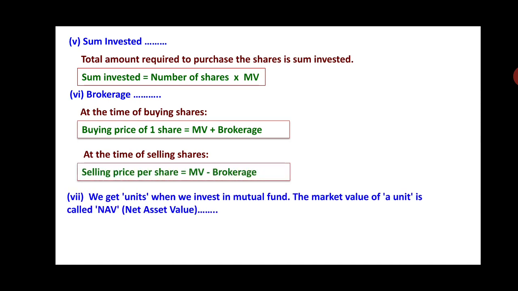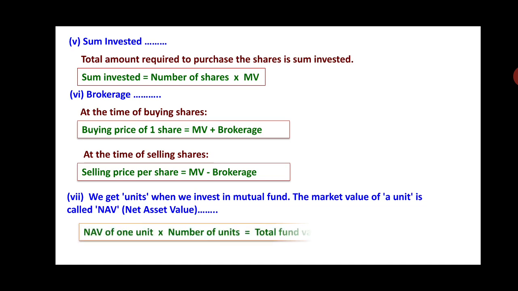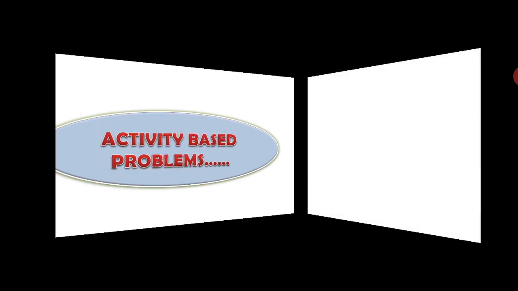Friends, when we invest in a mutual fund and get units, the market value of a unit is called net asset value, that is NAV. So NAV of one unit into number of units is equal to total fund value. Now continue with activity based problems.